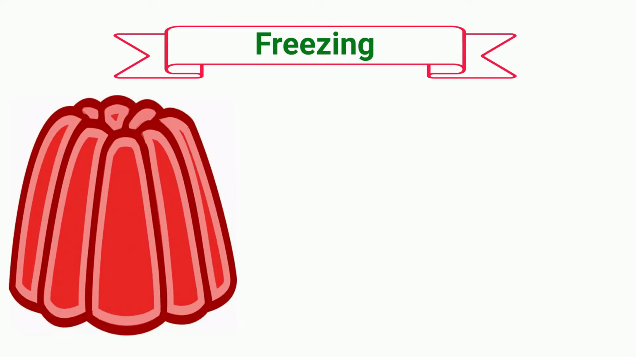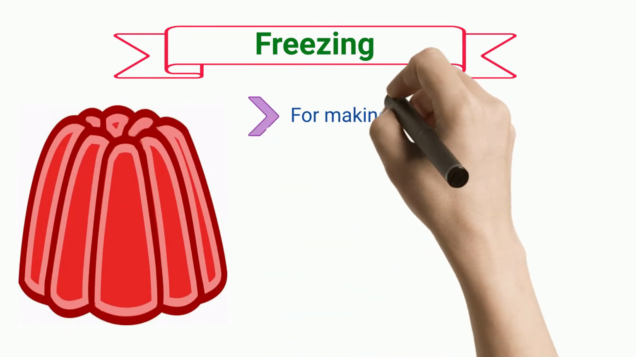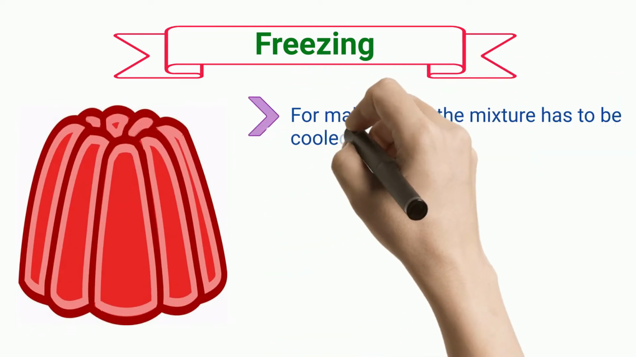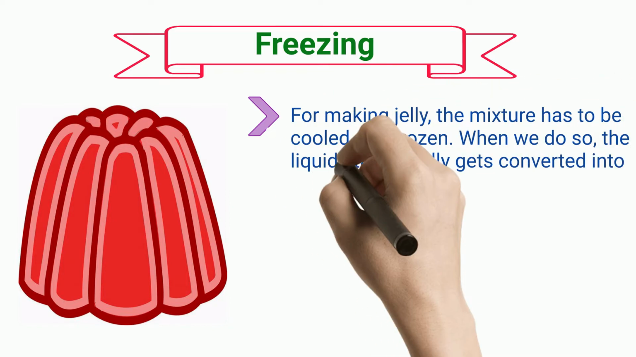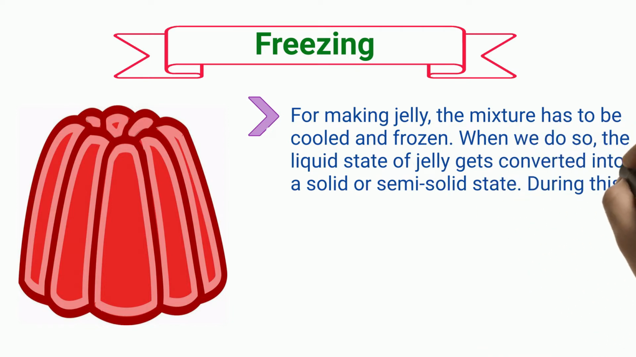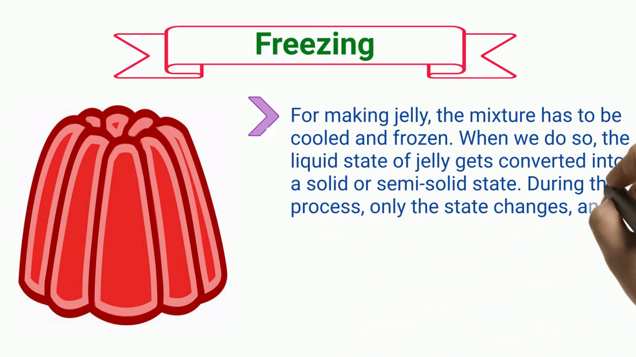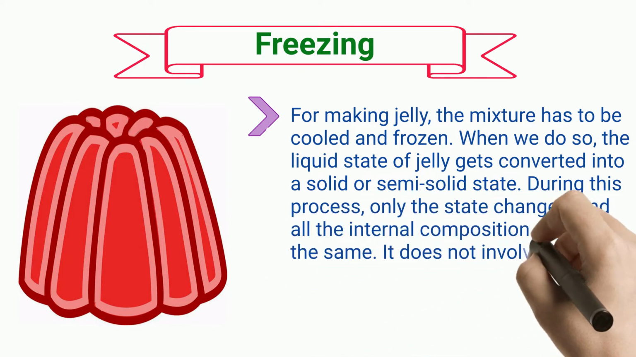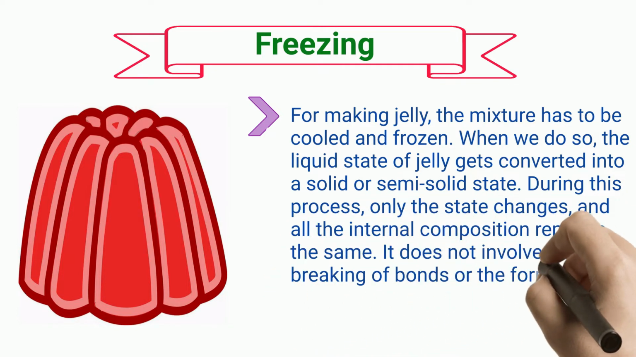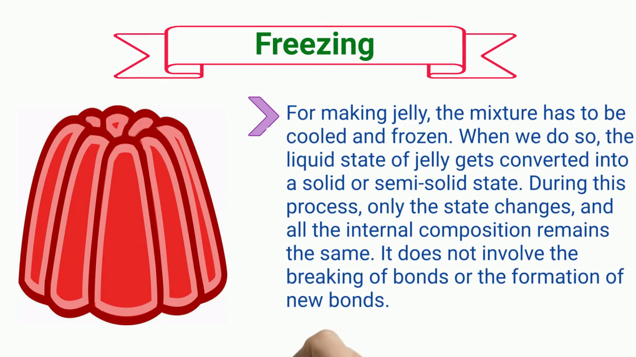Freezing. For making jelly, the mixture has to be cooled and frozen. When we do so, the liquid state of jelly gets converted into a solid or semi-solid state. During this process, only the state changes, and all the internal composition remains the same. It does not involve the breaking of bonds or the formation of new bonds.